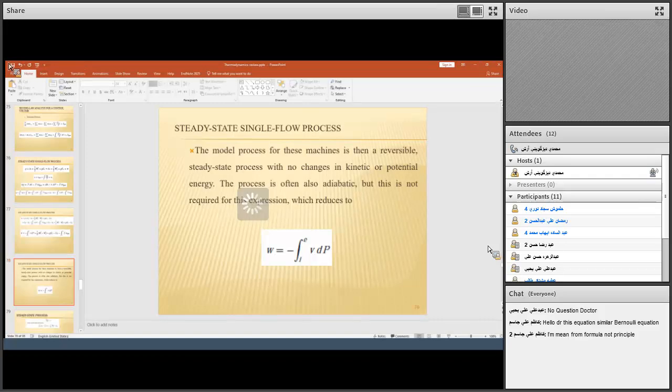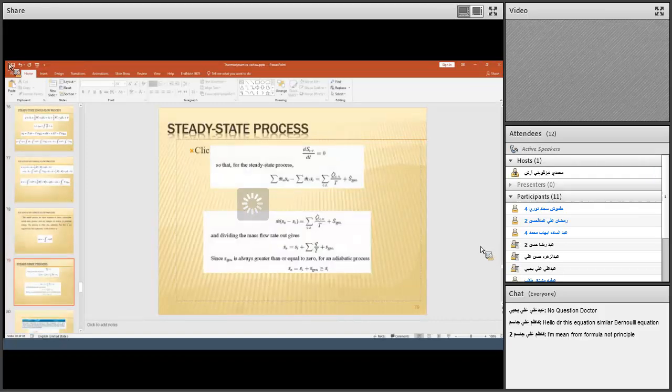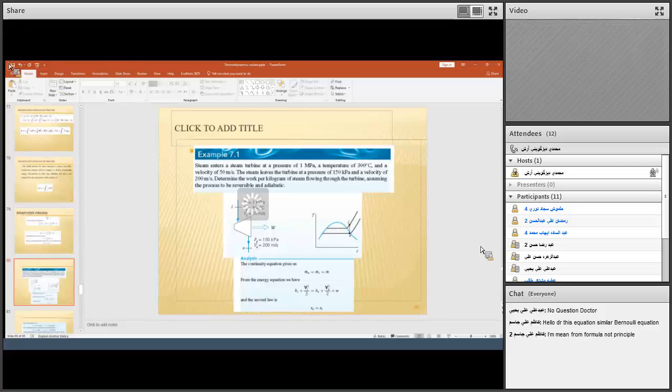Okay, we continue. Consider a steady state process. You can see it in this equation. So we try to solve a problem.